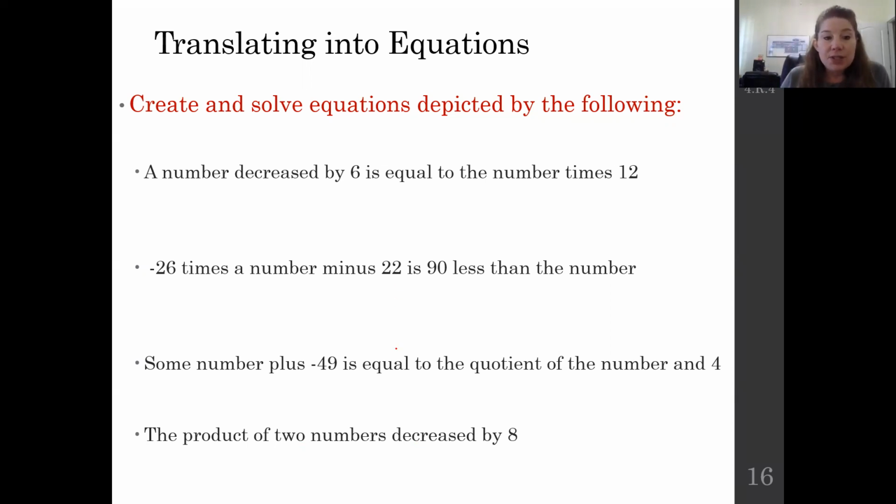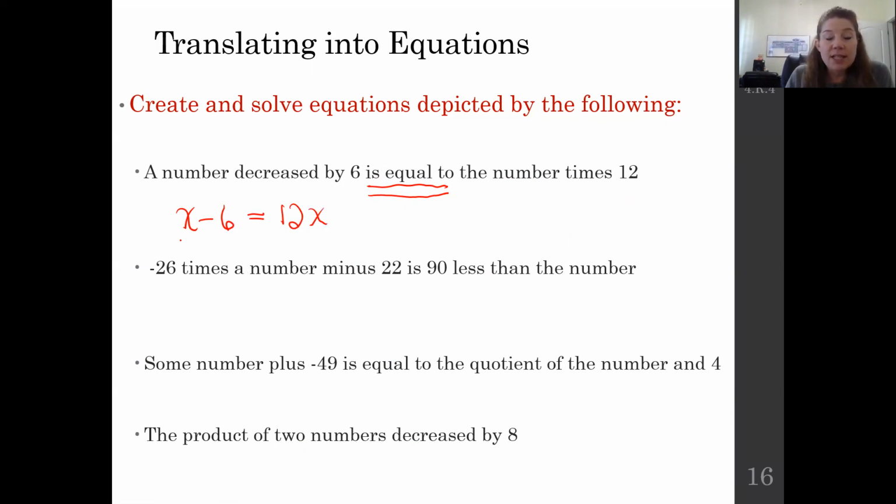All right, so the first thing we're going to do, a number decreased by 6 is equal to, so we all know that's an equal sign, the same number times 12. So a number decreased by 6 is equal to the same number times 12. There we go. Since it wanted us to solve, we got to get our x's together.